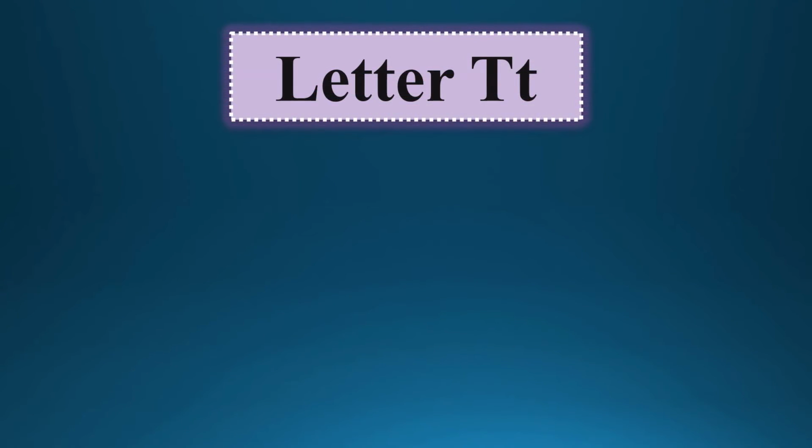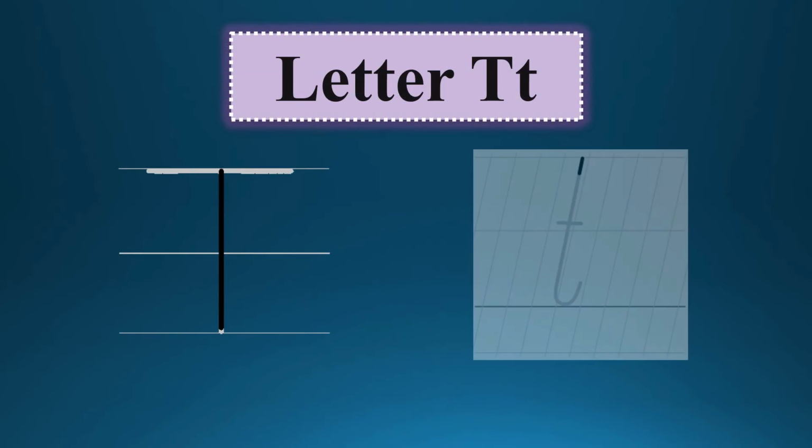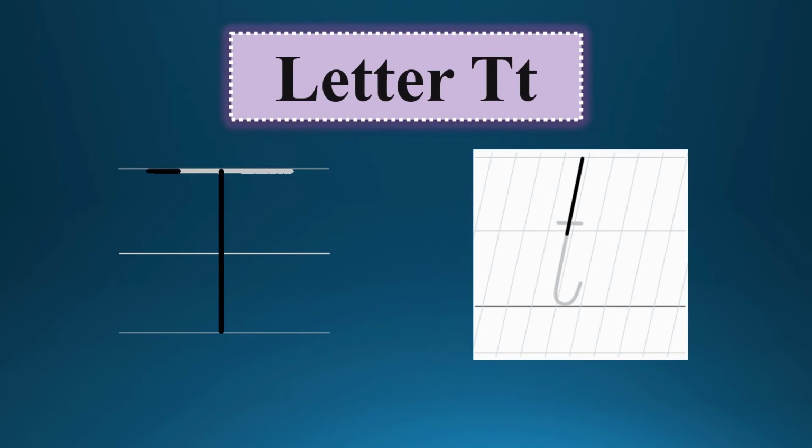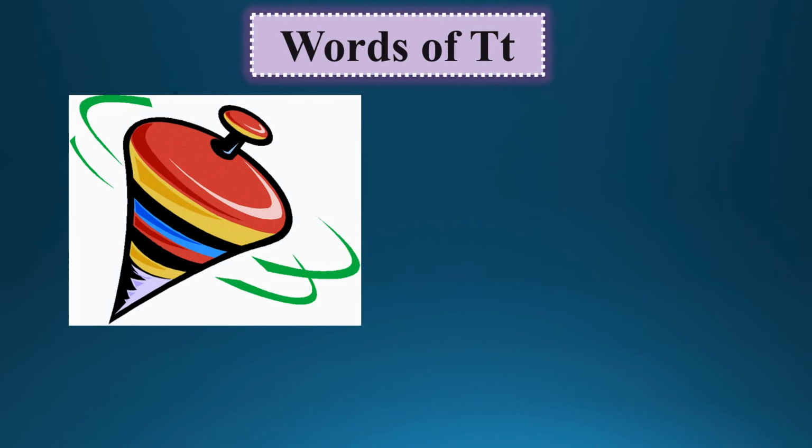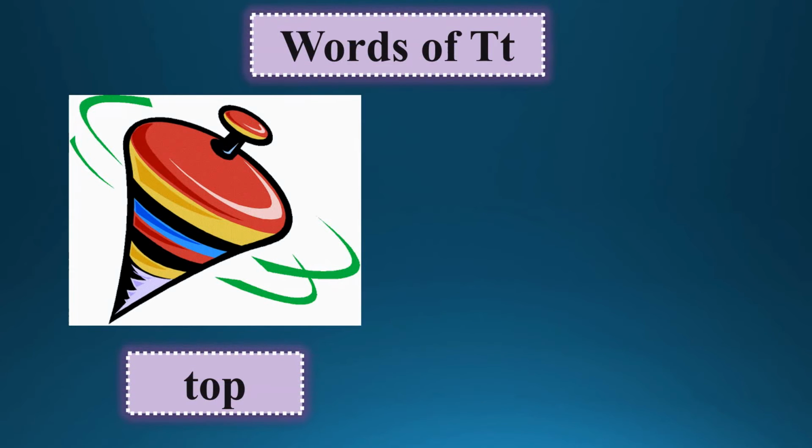Letter T. Capital letter T and small letter t. Here are both the letters, capital and small. Its sound is t, t, t. Let's hear the sound in the words. T, t, t. Top. Here the beginning sound is top.